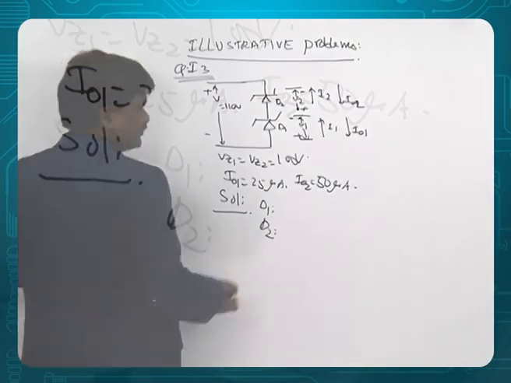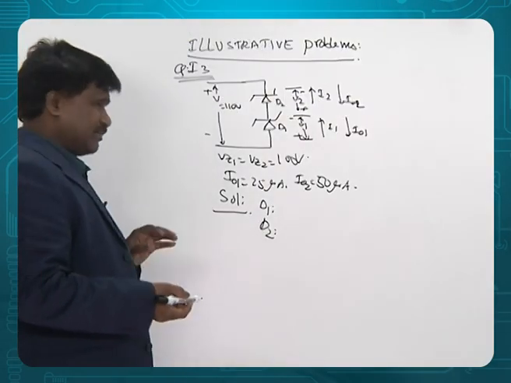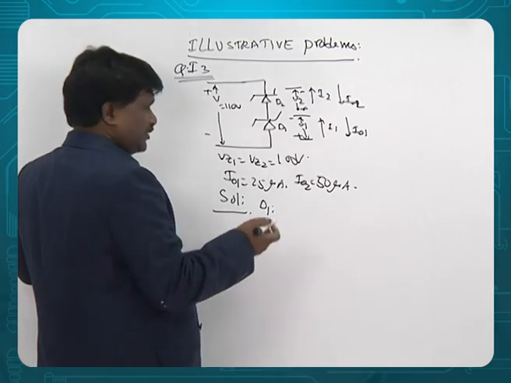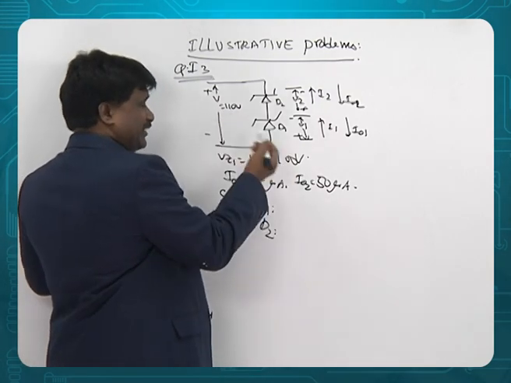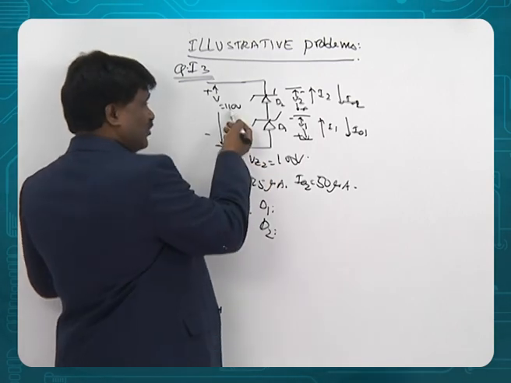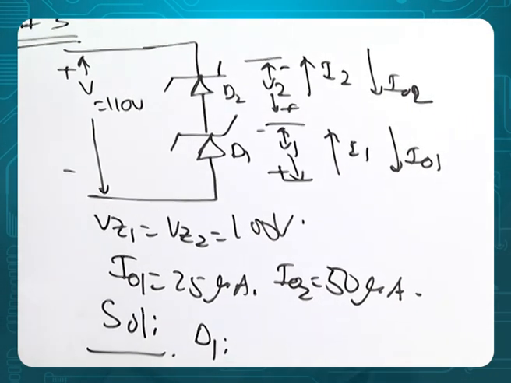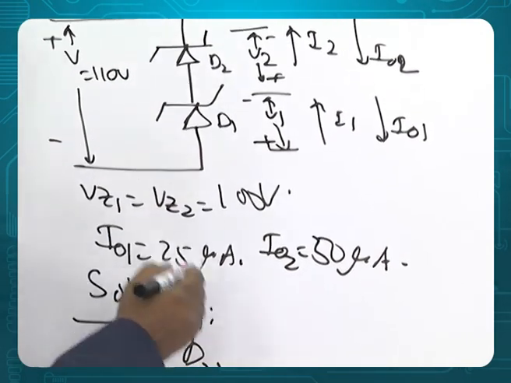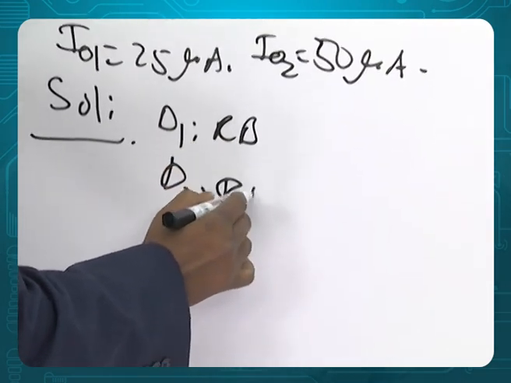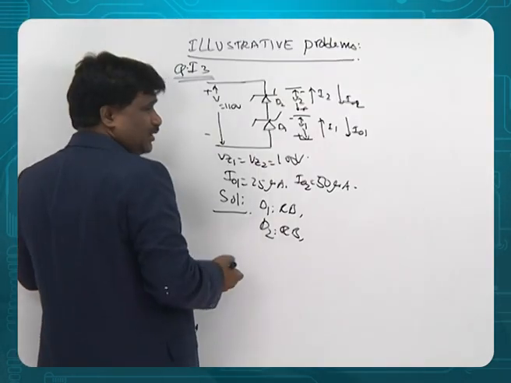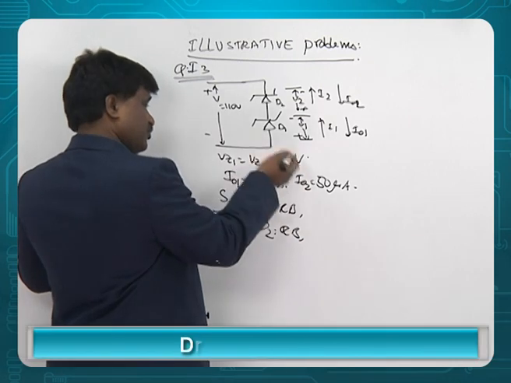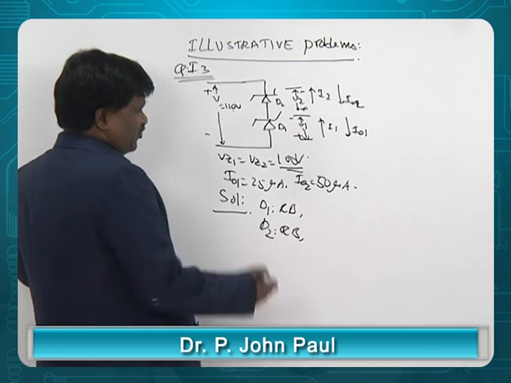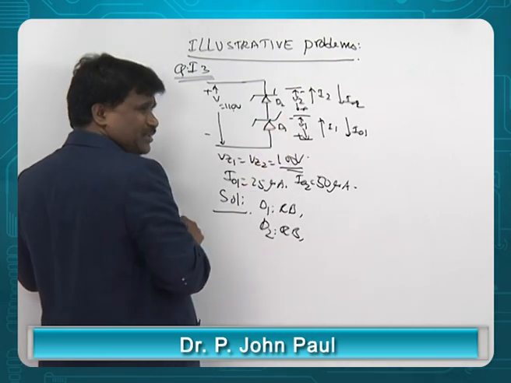Diode 1, diode 2. Please remember the difference between this problem and the previous problem. In the previous problem they gave 90, but now I am giving 110. If I give 110, that means I am giving more than required for breakdown. Now reverse bias is true for both, but will it break down? Yes. 100 is required, 110 is given, breakdown. But the question is, both of them will break down or one of them breaks down?